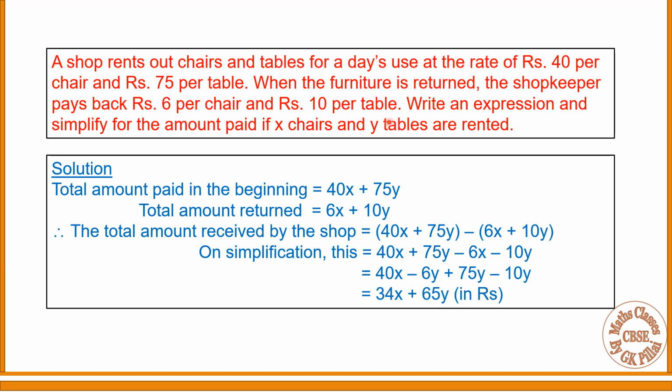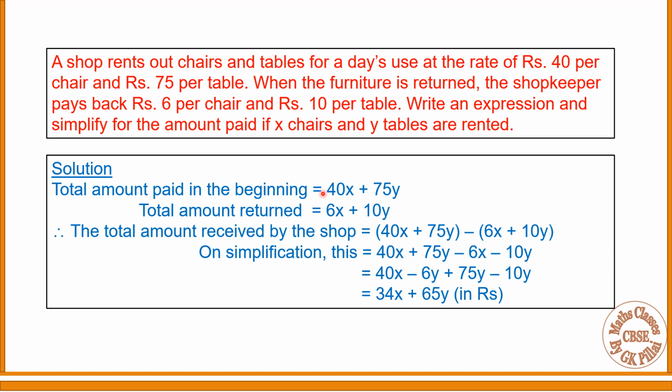This I will be discussing briefly, as you can see here. A shop rents out chairs and tables for a day's use at the rate of rupees 40 per chair and 75 per table. When the furniture is returned, the shopkeeper pays back rupees 6 per chair and rupees 10 per table. The shopkeeper must be taking this much as advance only for the safe return of the tables and chairs. Write an expression and simplify for the amount paid if x chairs and y tables are rented.